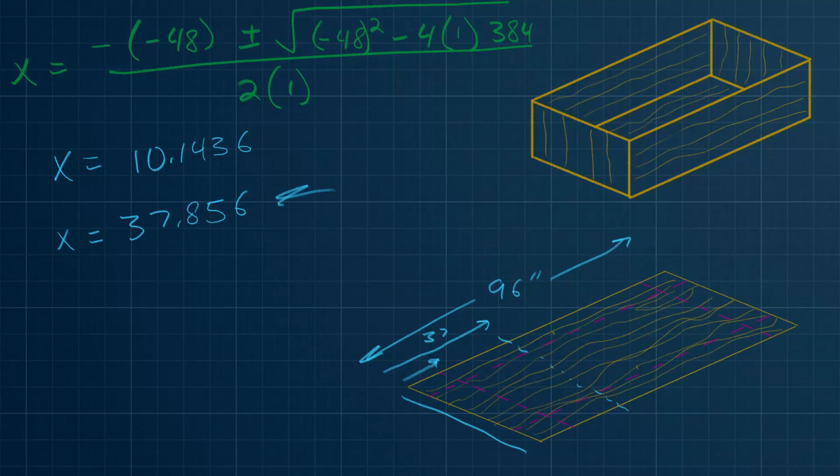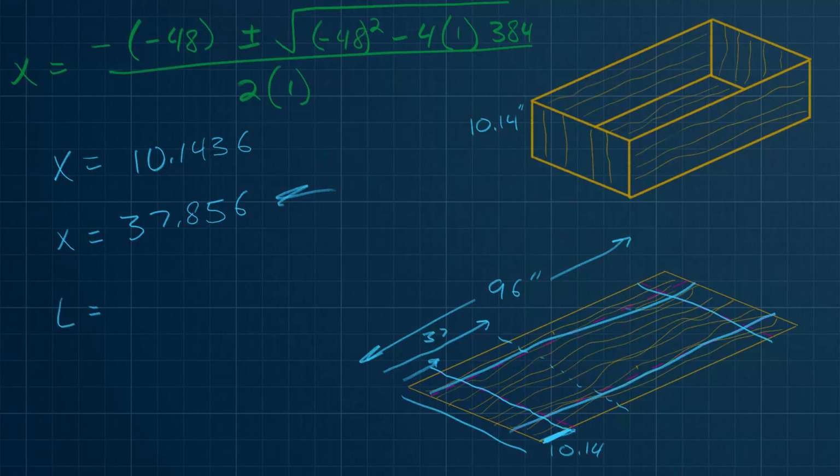Turns out that 10.14 inches makes up this distance here. And it will give us a nice cut along here, here, here, and here. So the overall height of the box is 10.14 inches. So what's the length and width?